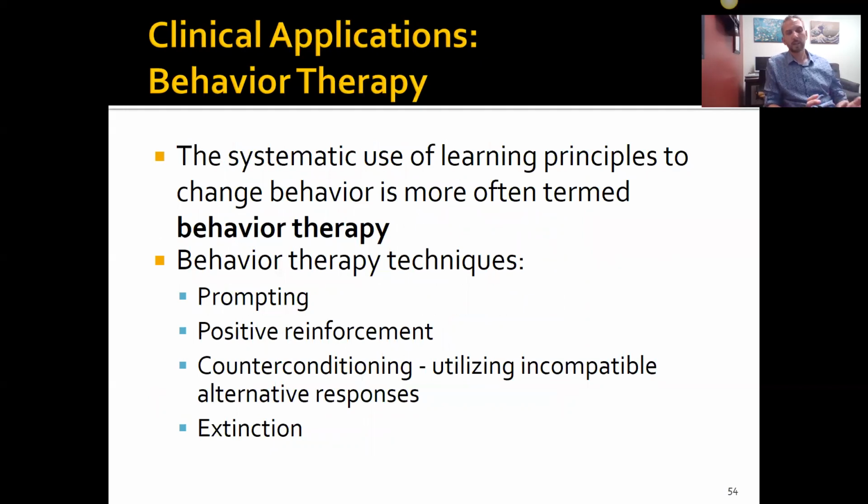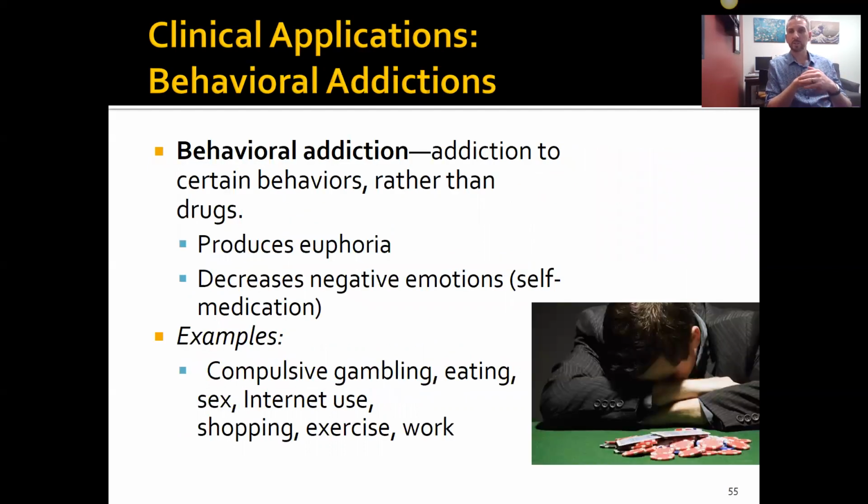Now, relatedly, but a little bit different, is the idea of behavioral therapy. Behavioral therapy will use things like prompting, positive reinforcement, counter conditioning, extinction, to deal with a variety of conditions. And that includes, as we already saw in the video of the snake phobia, that was behavioral therapy. But one example is actually behavioral addictions.